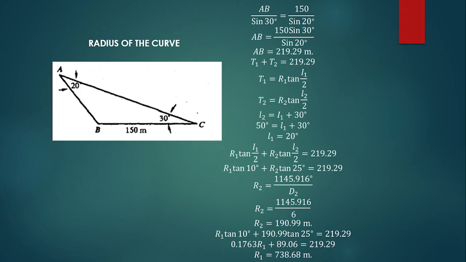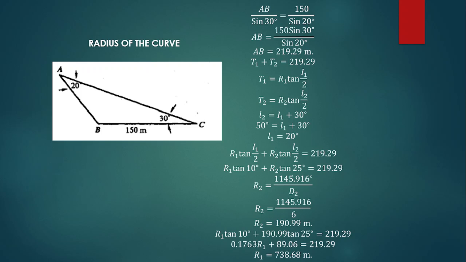So in order to find T1, ayan yung formula, T2 din, and nakalagay din po yung formula R2 tangent I2 over 2. And I2, ganun din po sinulat yung formula din. Nilagay ko din yung mga formula na ginamit ko for this one. So, para mahanap yung R1 and R2. So R1 tangent I1 over 2 plus R2 tangent I2 over 2 is equals to 119.29, since T1 plus T2 is that value.